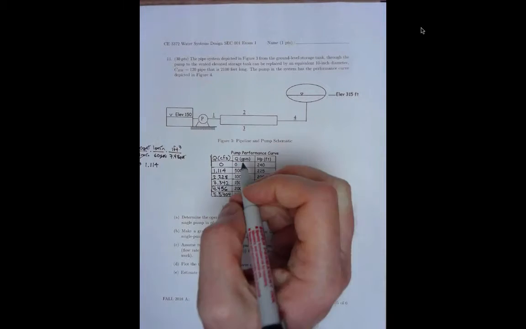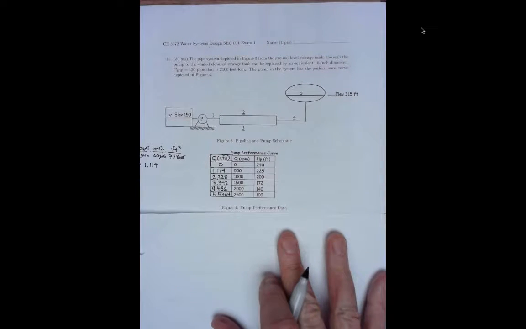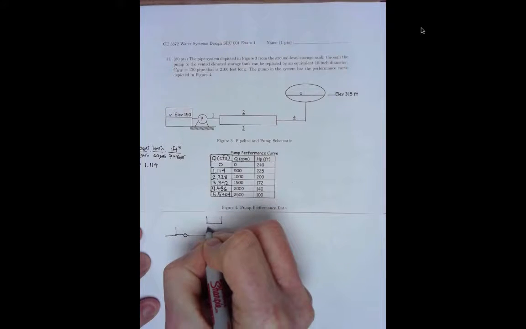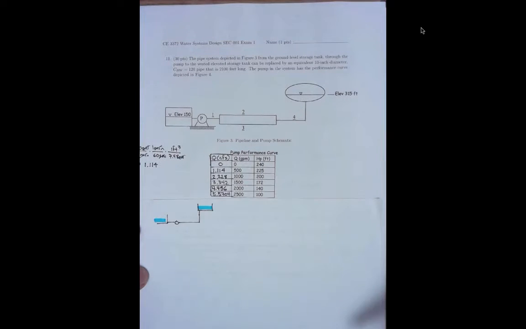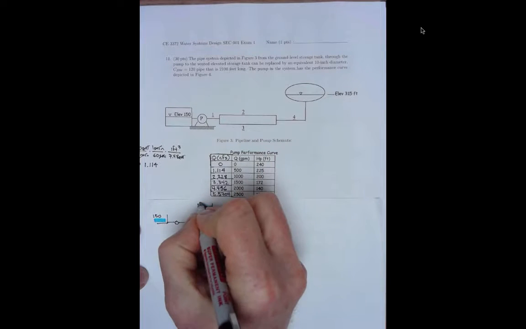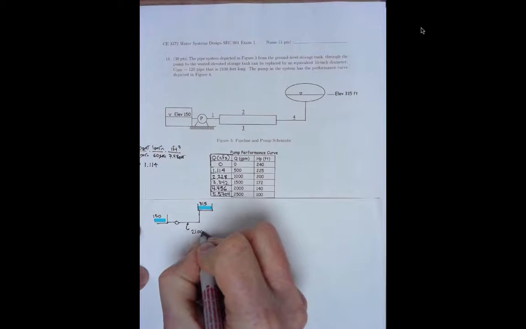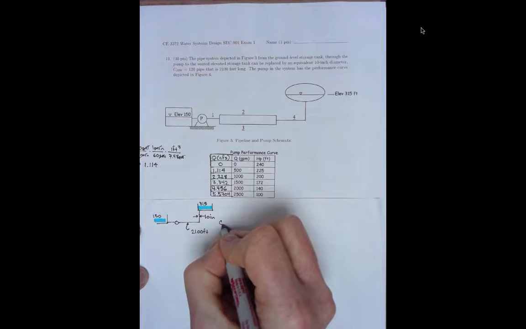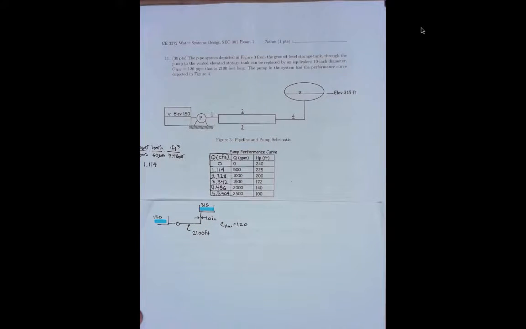Okay, our next task is to determine the operating point. So what I find useful is I'm going to go ahead and sketch my hydraulic system. And it's basically this fairly simple system right here, going from elevation 150 to elevation 315. And this section of the hydraulic system is 2,100 feet long, 10-inch diameter, C_HW equals 120. So now we'll go ahead and analyze this information. So we'll call this position 1, that position 2.